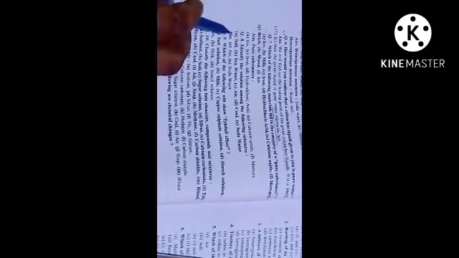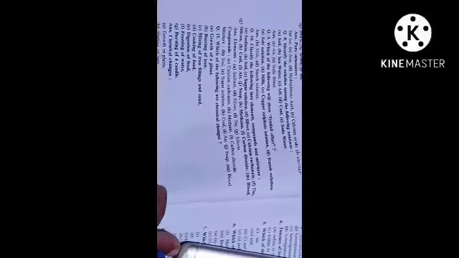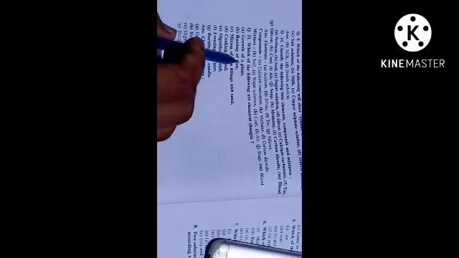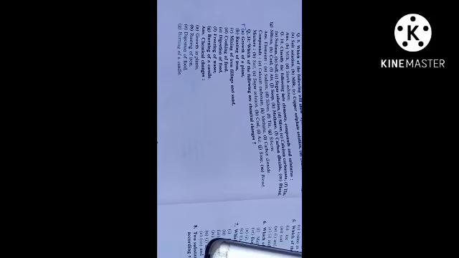All of these are connected questions with this chapter, and you all know about these questions. Question number 7, question number 8, question number 9, question number 10, and here is question number 11 also.